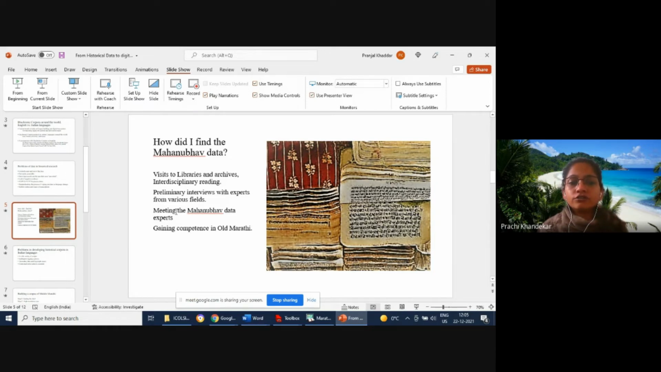So in order to convince them that I was a genuine researcher interested in their data, and was not going to misuse their data, I had to do a lot of background reading in their literature, in their history, and only after I had satisfied them with my answers were they convinced that, okay, I was genuinely there for doing research on their data. After that, they told me about their literature, and that was when I started reading the texts in Old Marathi. And then there was a long process of gaining competence in reading Old Marathi, because it is very different from the modern Marathi.